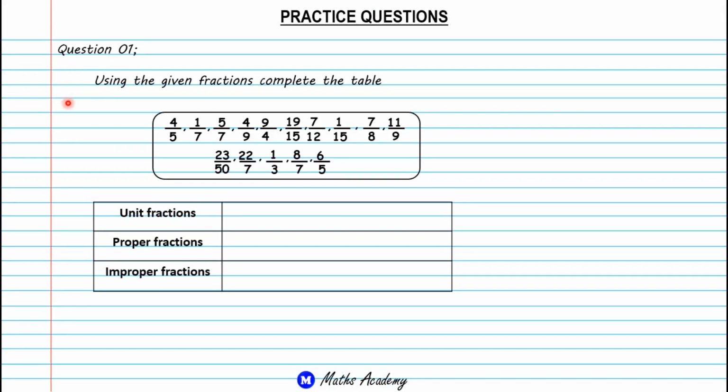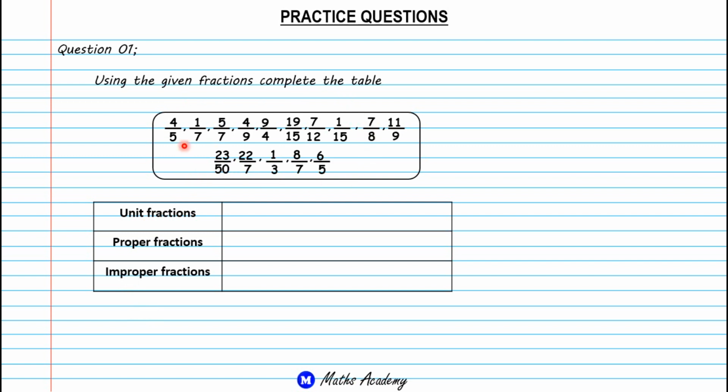Question number 1. It says, using the given fractions, complete the table. They have given some of these fractions and some examples: a unit fraction, proper fraction and improper fraction. You all know unit fraction means when the numerator is 1. Proper fraction means when the numerator is lesser than the denominator. And the improper fraction is the opposite of proper fraction, that means when the numerator is greater than the denominator.